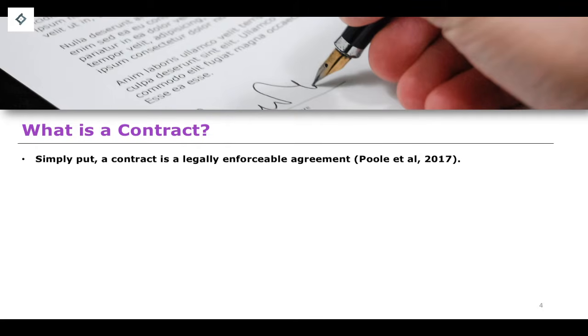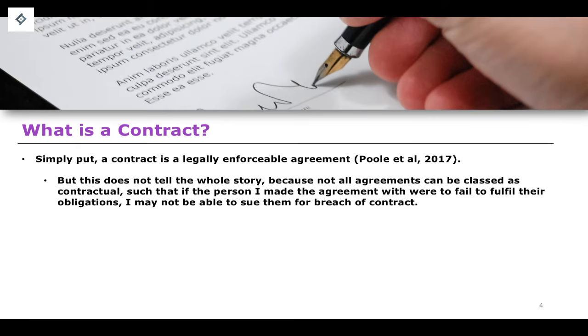Simply put, the most simple way in which we can define a contract is that a contract is simply a legally enforceable agreement. This does not tell the whole story, because not all agreements are classed as contractual. The idea of what is legally enforceable in terms of an agreement is doing quite a lot of heavy lifting in this definition. There are certain formalities and requirements for what creates an actual contract, which is a legally enforceable agreement.